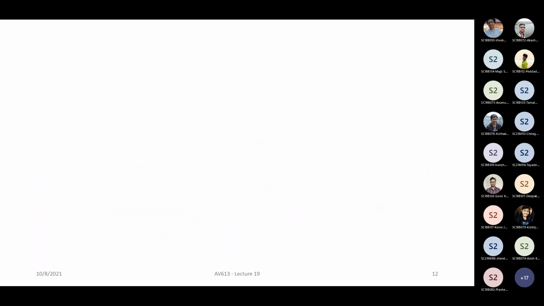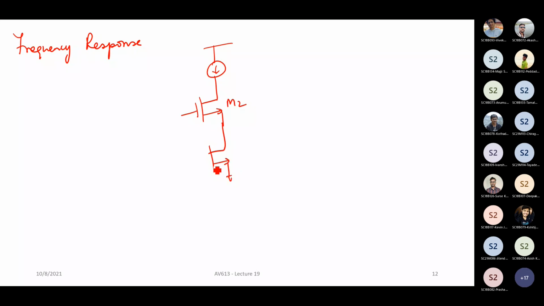Now, let me just briefly talk about the frequency response. I already told you about the output pole, which is the major one. Now, let us say you just have some current source, and this is M2, and let's say this is going to be M1. Now we know that there is a CGS here, right? Let us say this is driven by some input. Let's call it RS. Now here what you'll have is CGS here.